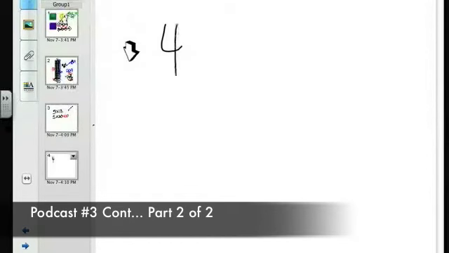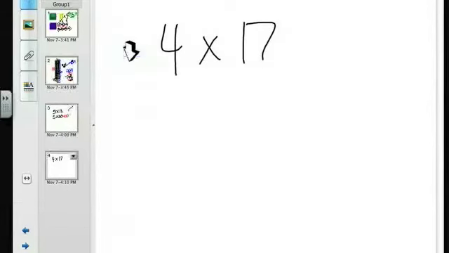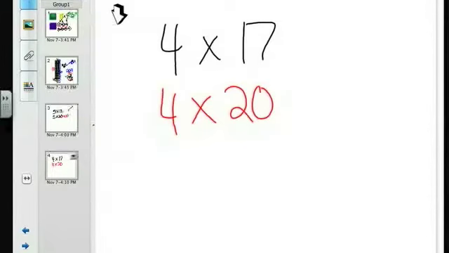Let's take 4 times 17. Well, we ask ourselves, what could this good old 17 here round to? We've got 4, 17 is kind of nasty. And you're going to say, well, let's round 17 up to 20. So let's go ahead and change this to 4 times 20 instead.